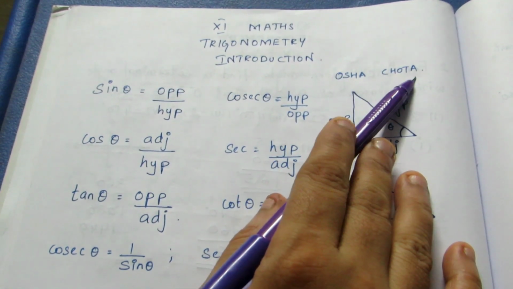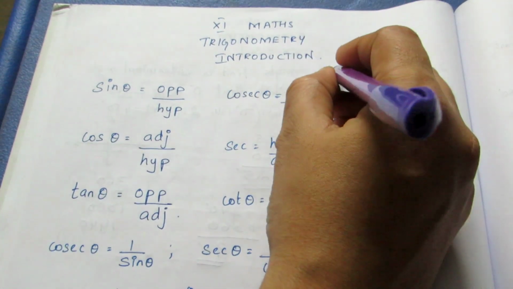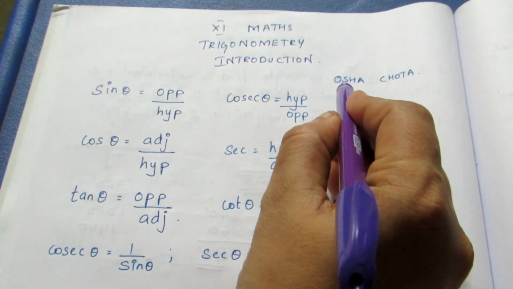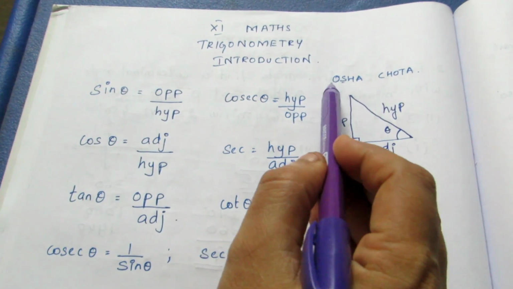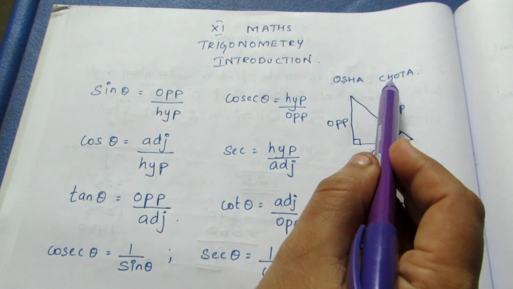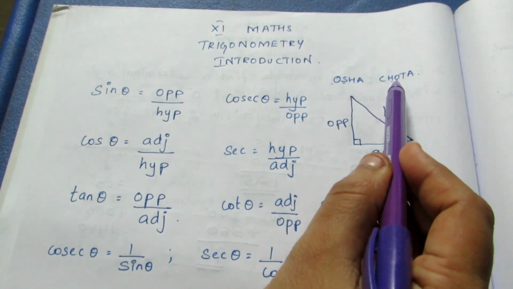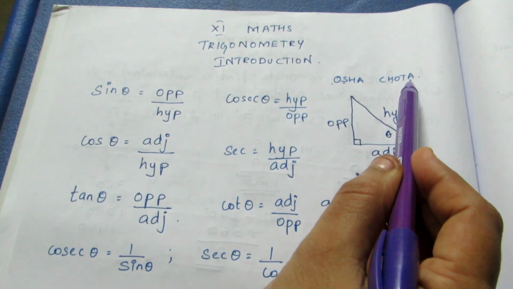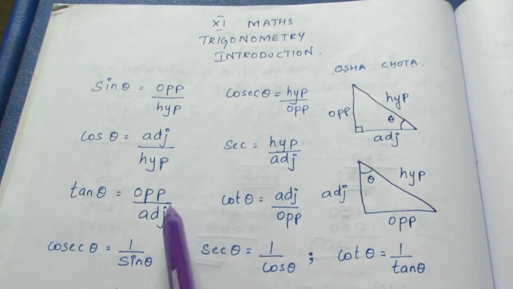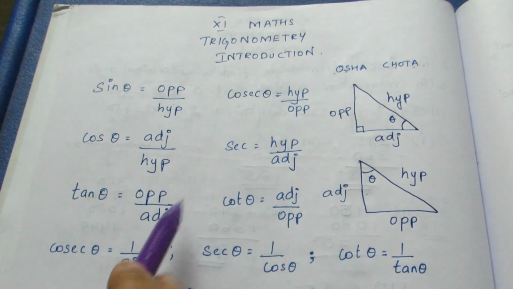By writing Osha Chota, we can find sine, cos, tan. Taking the first three, we know that sine is opposite by hypotenuse. For cos, before that and after that will be your numerator and denominator, that is adjacent by hypotenuse. For tan, it is opposite by adjacent. So we can write all the three trigonometric ratios: sine, cos and tan.